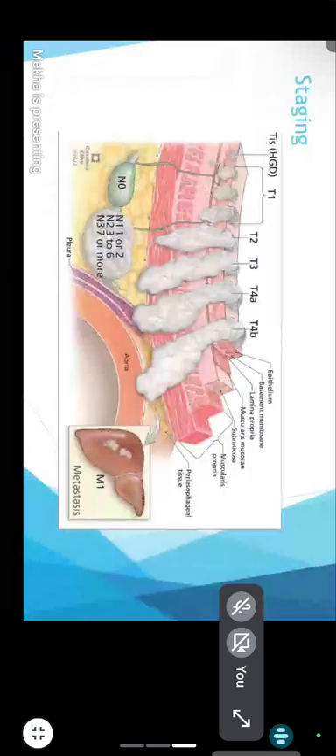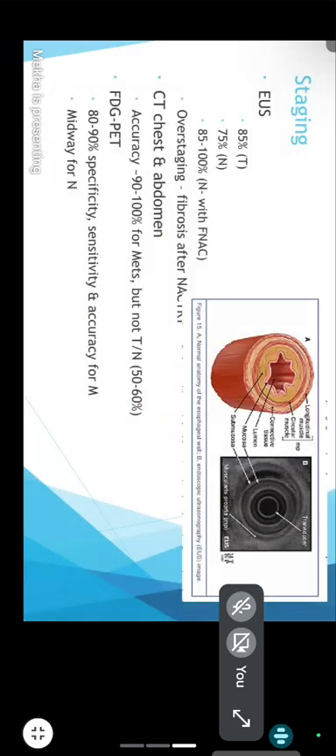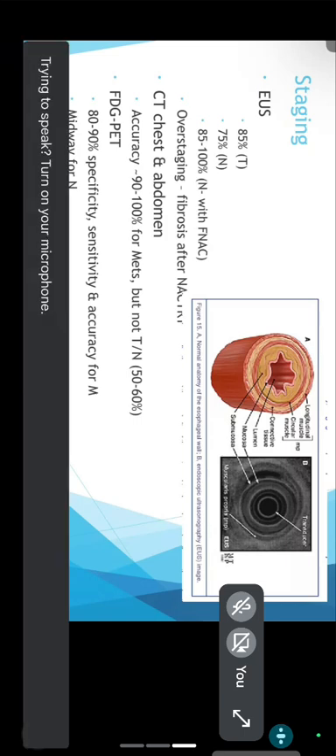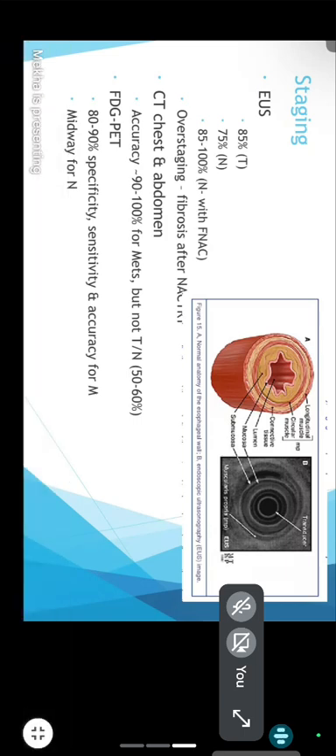Anything else here? If they ask percentages, it is 85% accuracy for T and 75% for nodal with EUS, and 85 to 100% when you combine with FNA. However, overstaging can happen because of fibrosis after pre-op CTRT, which is one pitfall for EUS. CT chest and abdomen has almost 100% accuracy for mets, but not for T or N. FDG PET is better for metastatic.